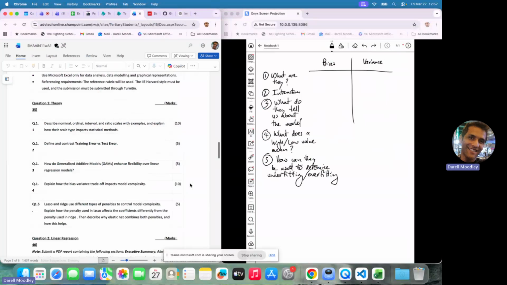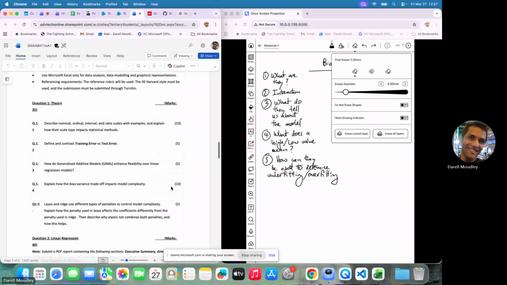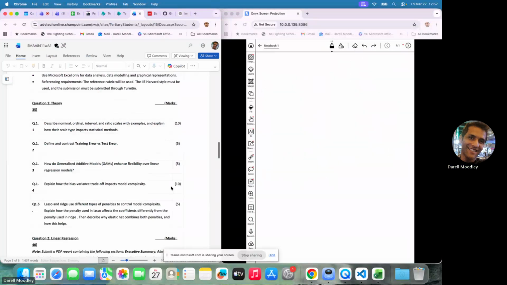Let's move on to the last question, 1.5. Question 1.5 is: Lasso and Ridge use different types of penalties to control model complexity. Explain how the penalty used in Lasso affects the coefficients differently from the penalty used in Ridge. And then also describe elastic net, and how it combines these penalties.